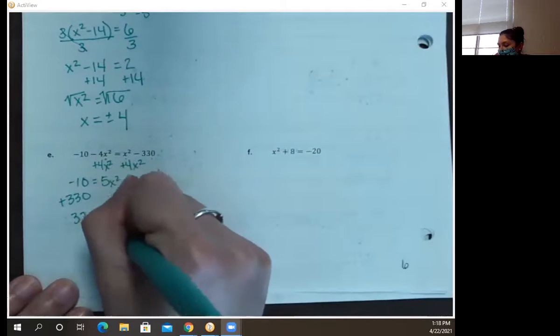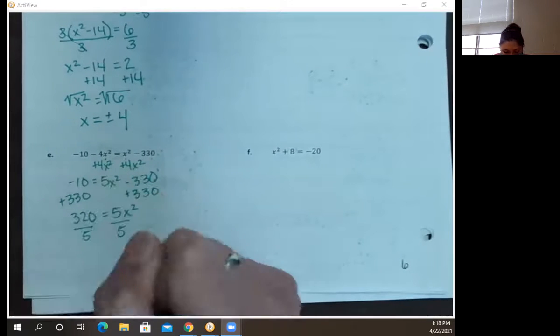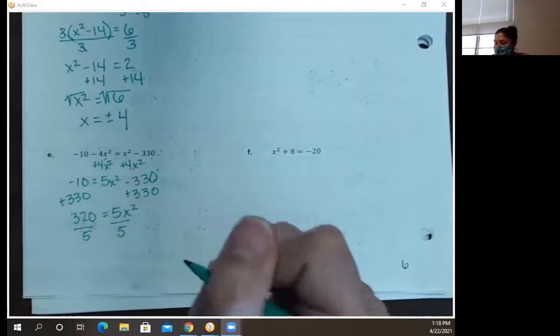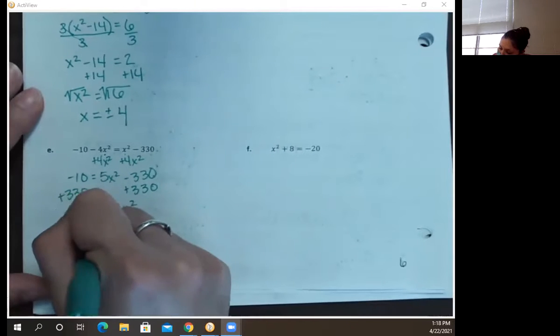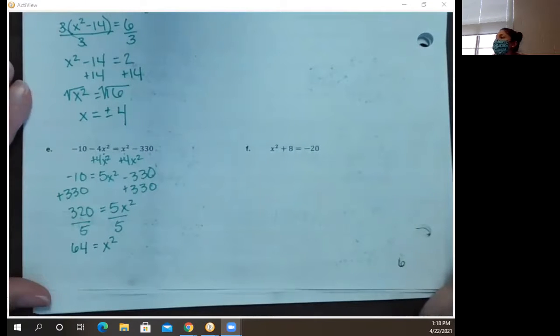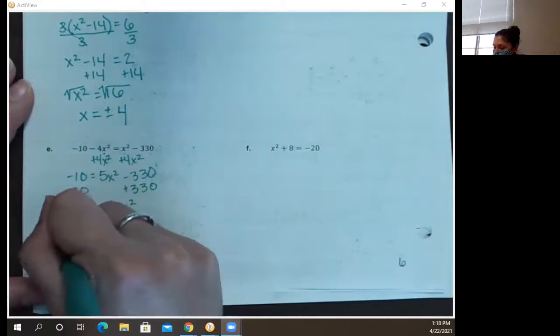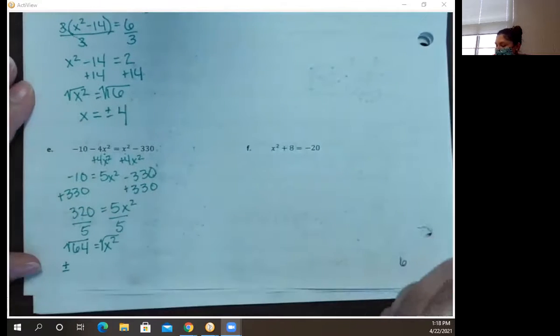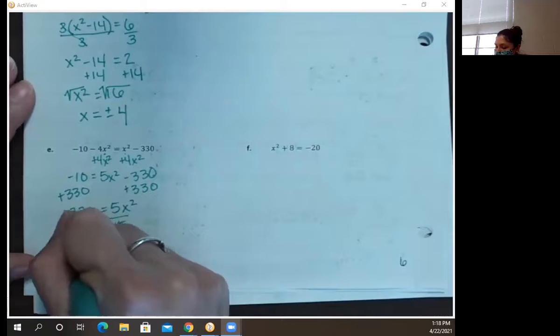Now we're going to divide both sides by 5. So that would give us 64. And then finally, I want to get x. Right now I have x squared, so I'm going to take a square root. Square root of 64 is plus or minus 8.